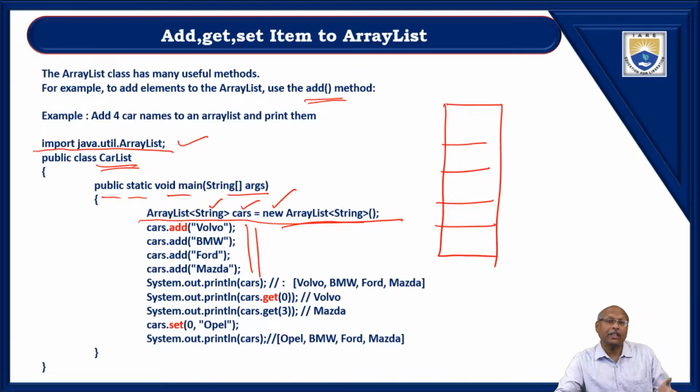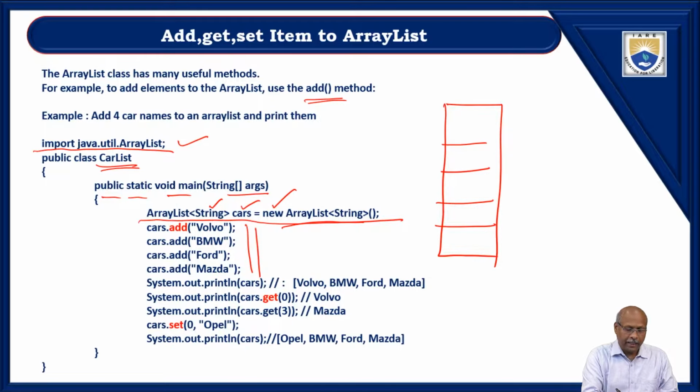The size of the array list is not known to us. So internally the system is maintaining whether it is 2 or 4 or 100. So the user need not worry about the size of the array. Whereas in the case of our normal array, you have to specify the size. Here the array size need not be mentioned, because it is a dynamic array.